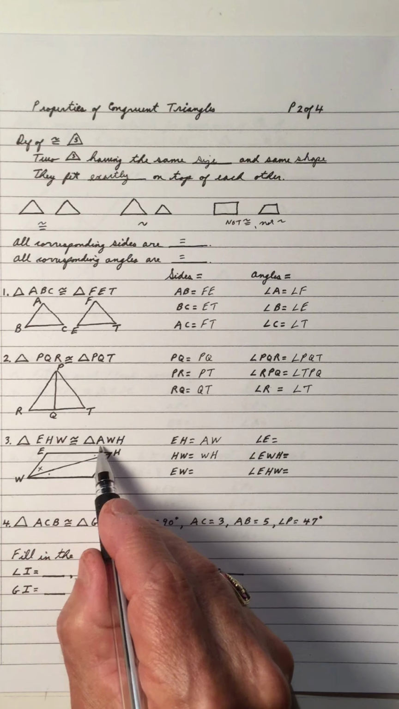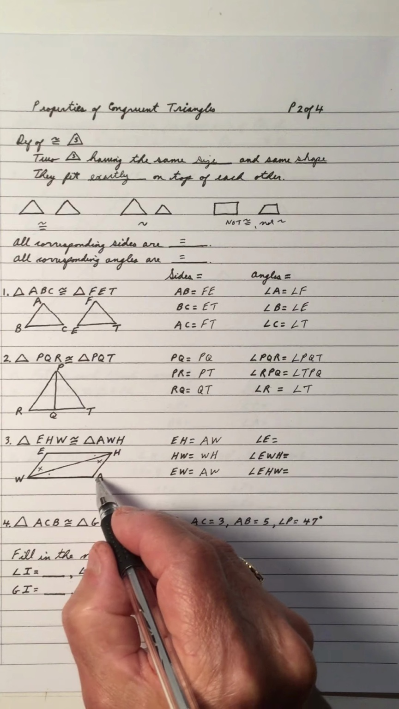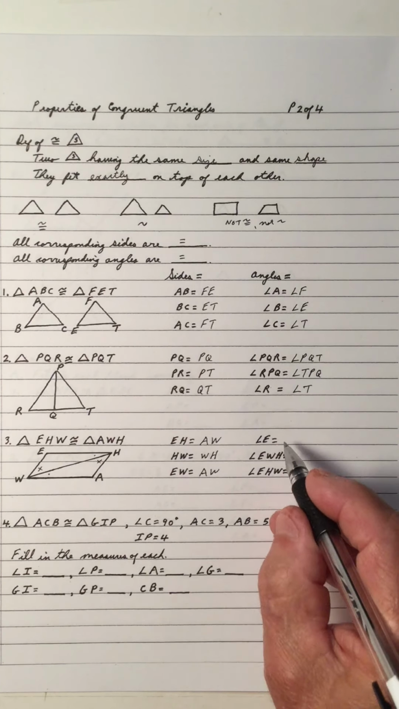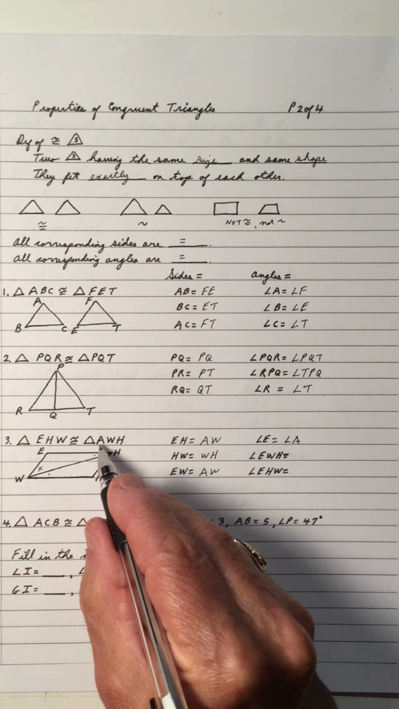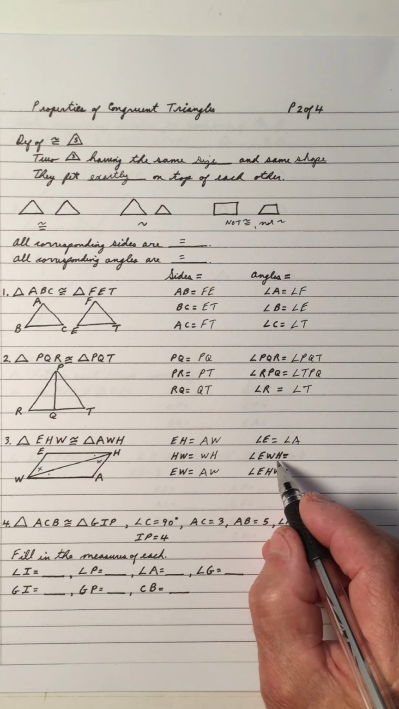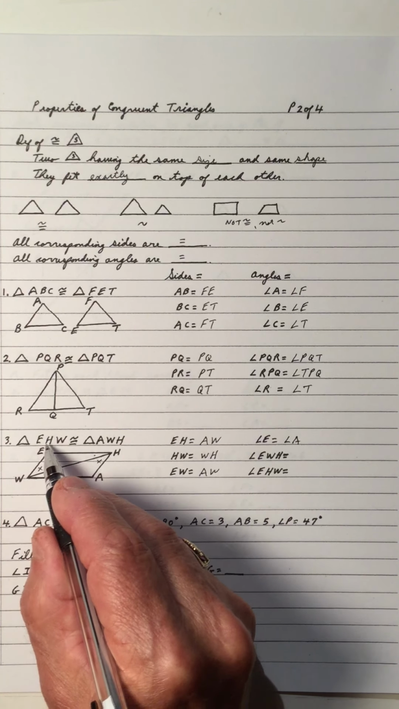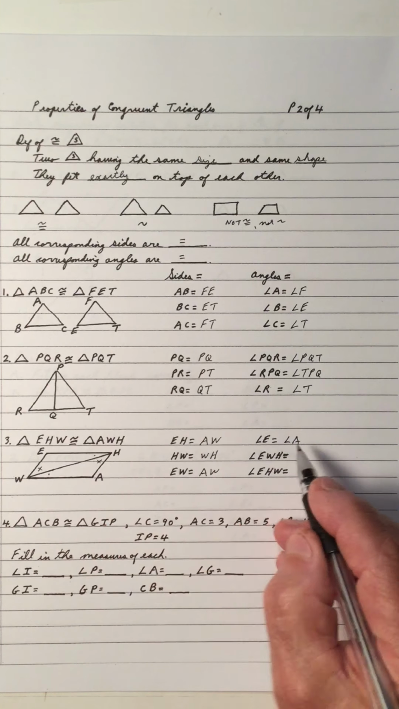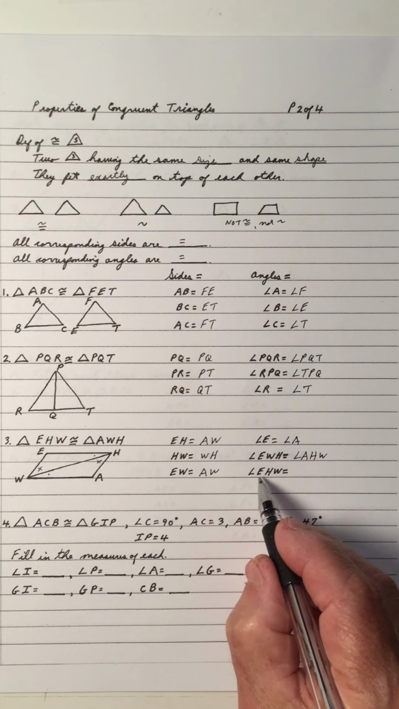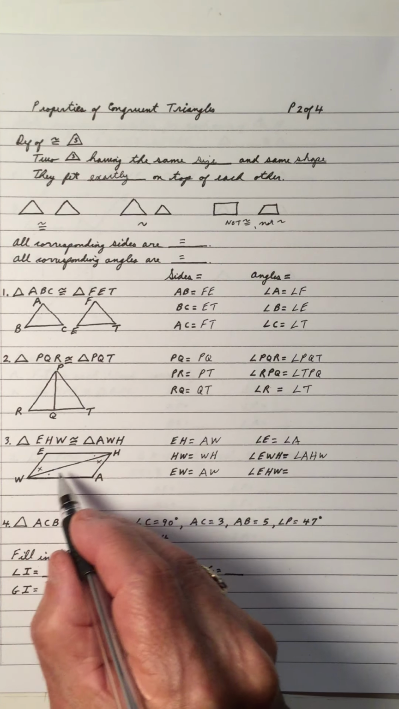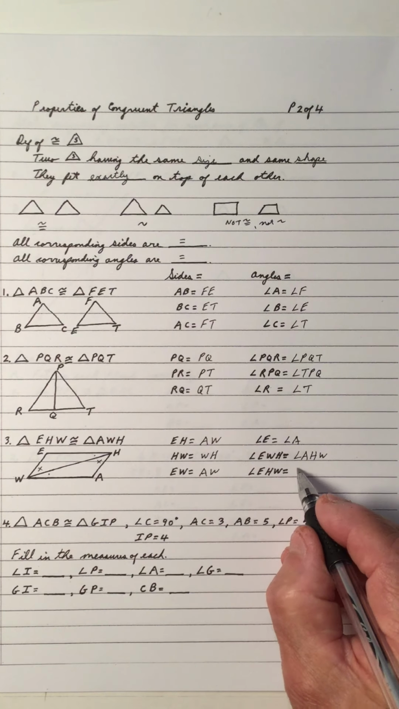So EW goes with AW. And angle E is equal to angle A. But the other angles have to be named with three letters. So angle EWH is equal to angle AHW. And angle EHW is equal to angle AWH.